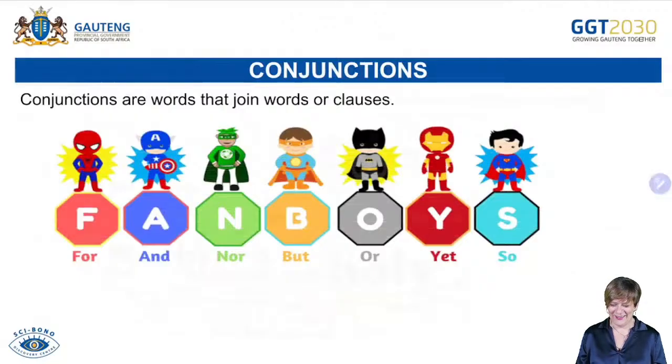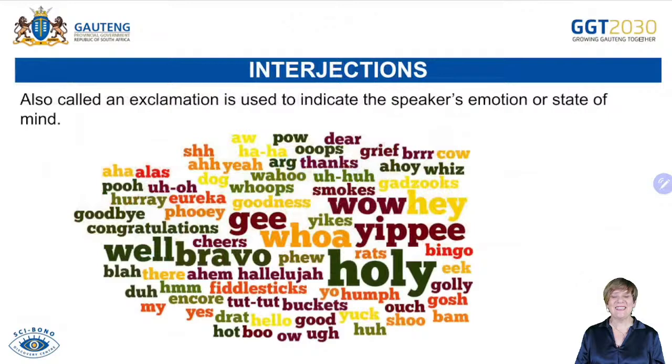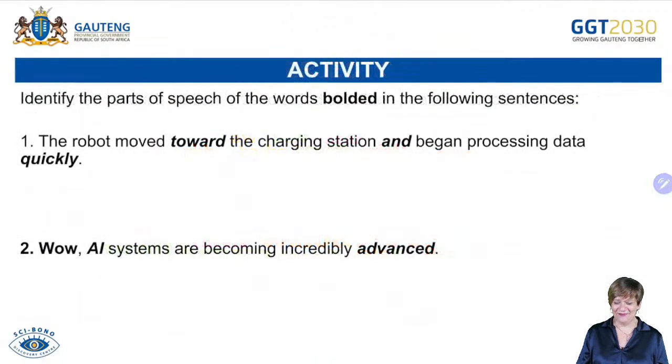Interjections. These are the easy ones to indicate a speaker's emotion or state of mind. And you always find them in cartoons. Always. Yippee and wow and gee and blah. So these are called interjections. Easy to recognize. Sometimes I think learners struggle. You might struggle to remember the word interjection. So make sure at some point that you'll be able to recognize these guys.